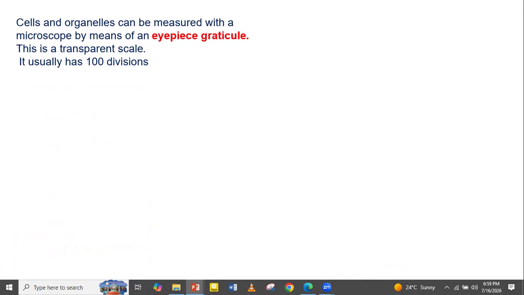Okay, so the last concept about calculations is how to use an eyepiece reticule. In our next lesson, we shall start with how to use an eyepiece reticule. I've just decided to cut the lesson short. So see you then.